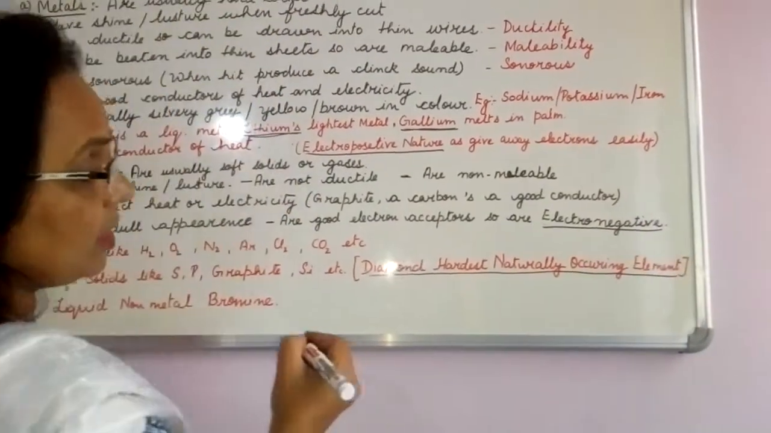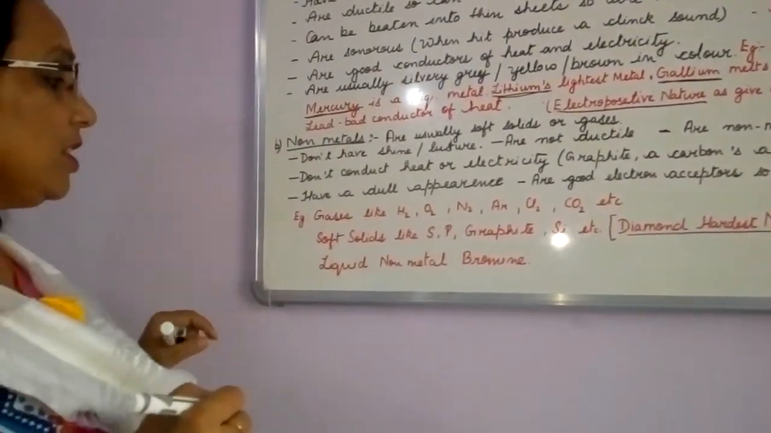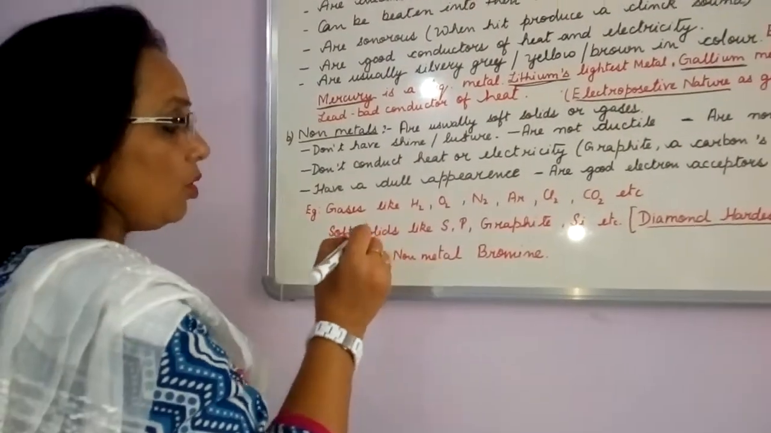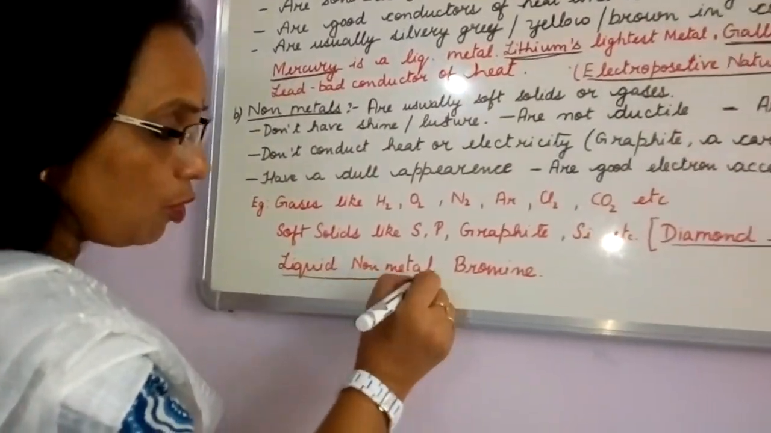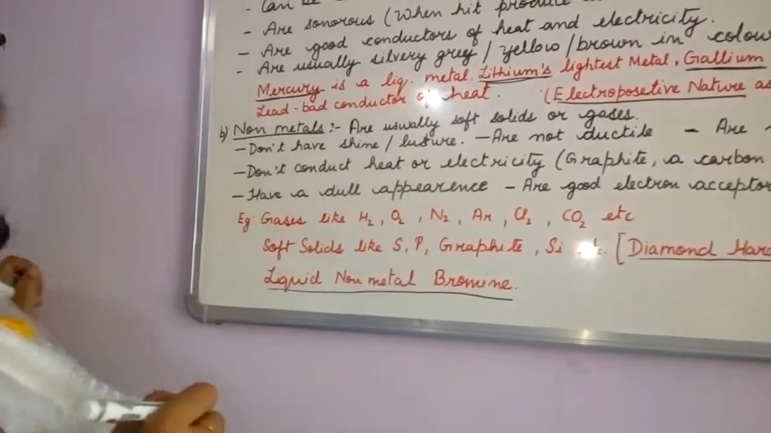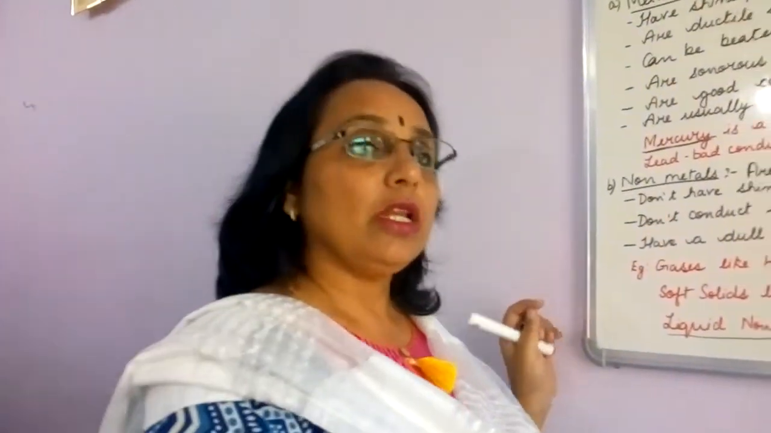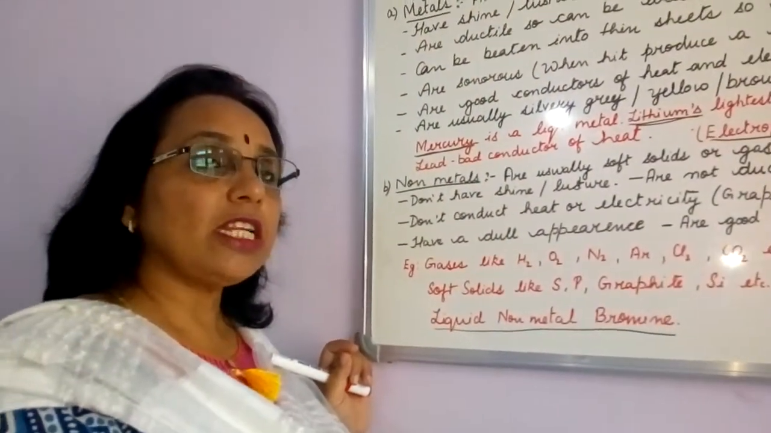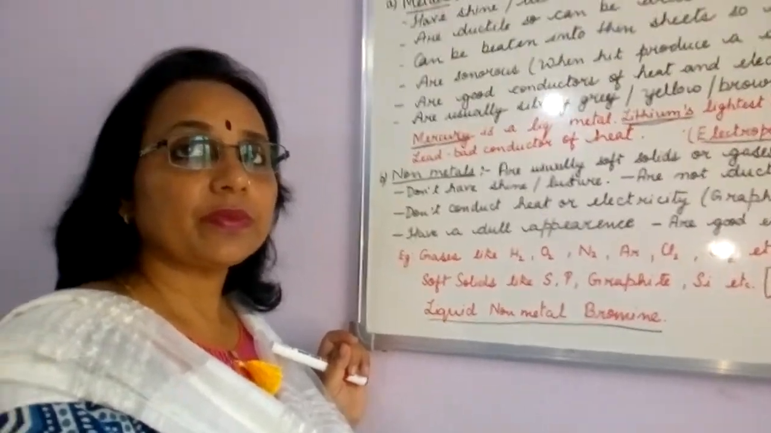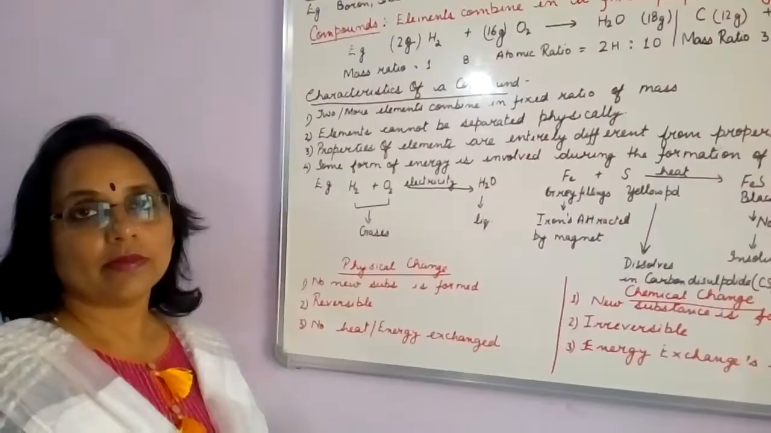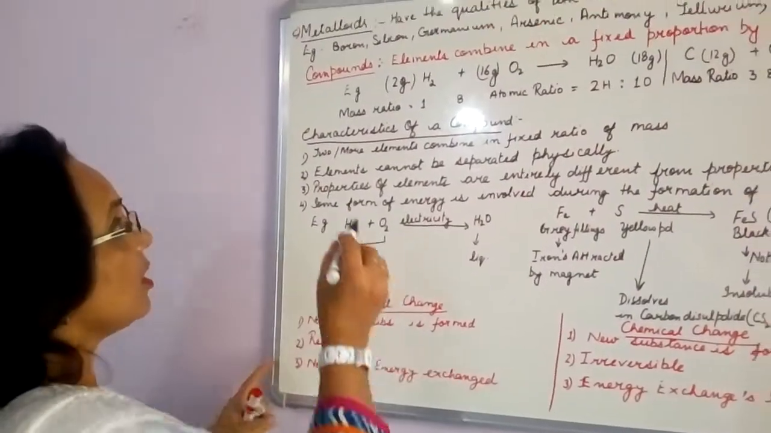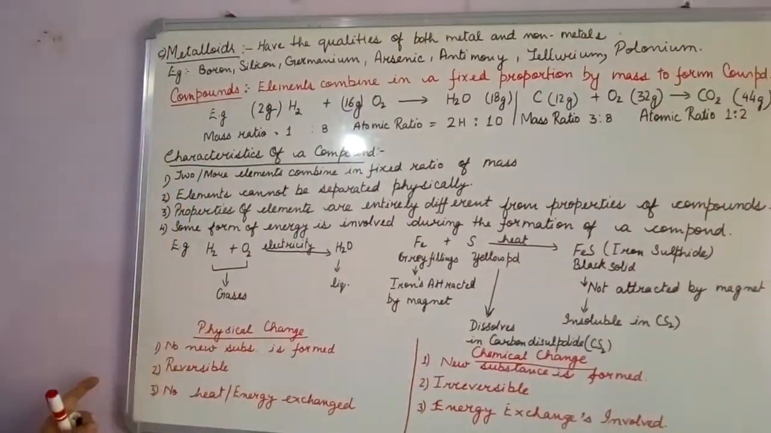Okay, element. It is a non-metal and element as well. And the only liquid non-metal is bromine. Remember that? Bromine is the only liquid non-metal. Now we'll study about metalloids. So come, let us study about metalloids.